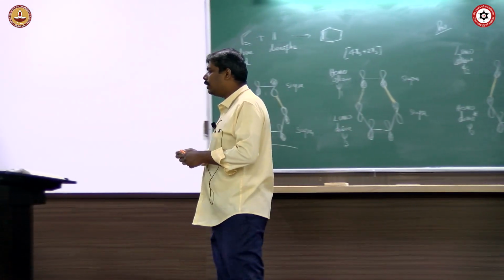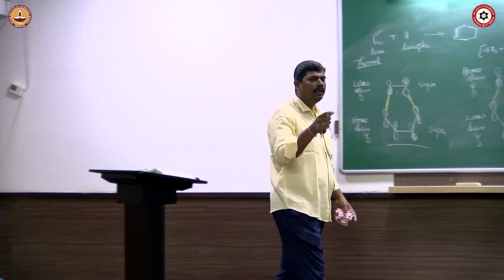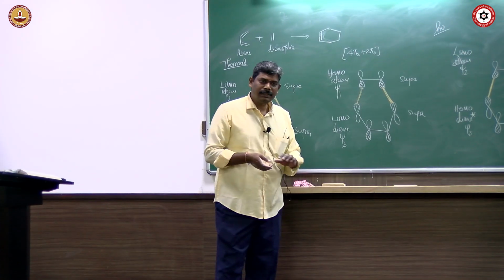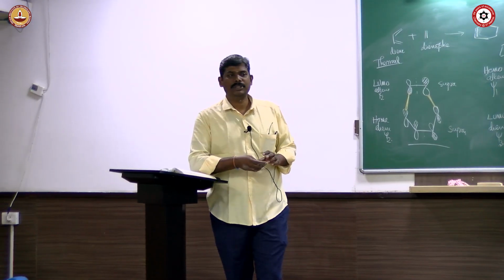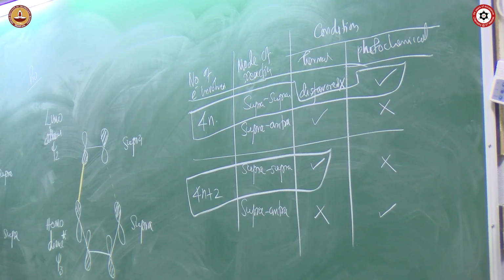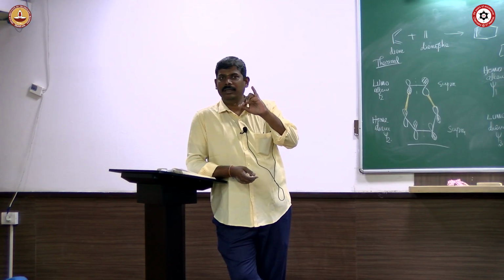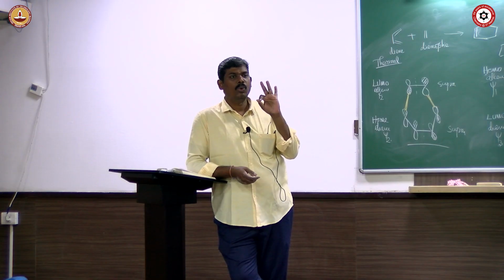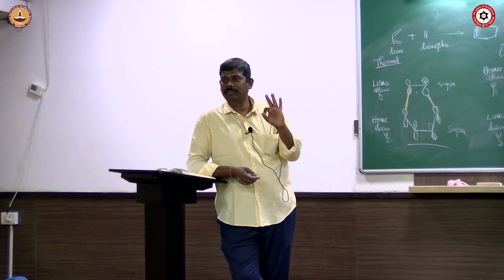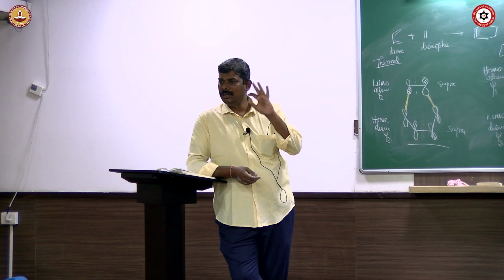An exception for a thermal 2 plus 2 cycloaddition is with ketenes, allenes, isocyanates, where you have an sp hybridized carbon in the middle. So that gives a thermal cycloaddition reaction. Remember, ketenes, allenes, isocyanates would still give you a thermal 2 plus 2 cycloaddition reaction. However, it is not a normal alkene.